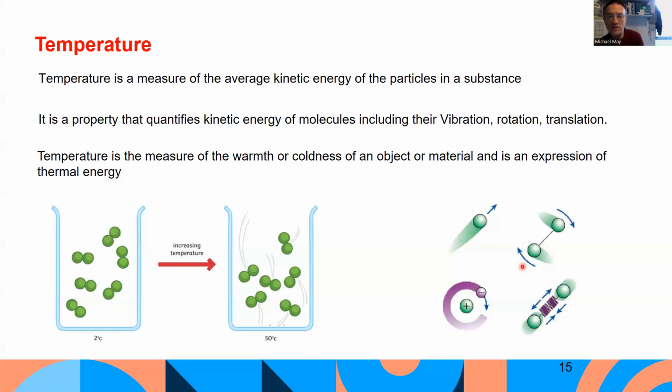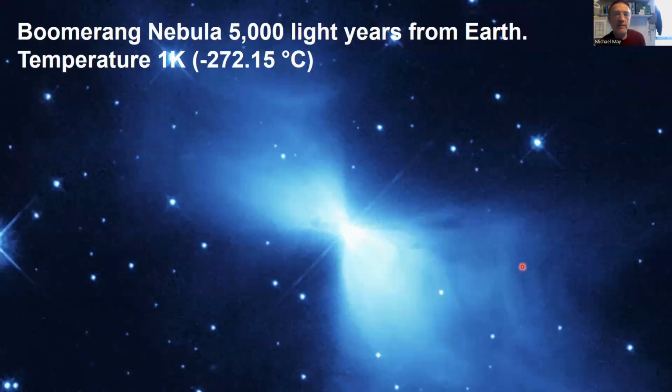And absolute zero is theoretical. It's a temperature that we haven't been able to actually achieve. The coldest temperature that we've identified in the universe is a place called the Boomerang Nebula, 5,000 years away from Earth. It measures 1 degree Kelvin, or minus 272.15 degrees Celsius.